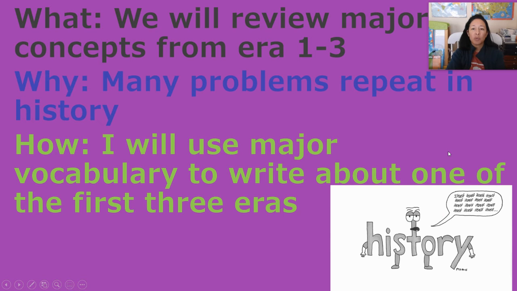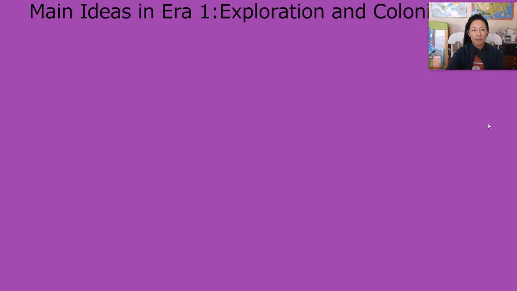So today we will review major concepts from era 1 through 3. I don't want to jump into new information, guys. We've got to take a minute to kind of look at what we did before the break. And this is important because many problems repeat in history. How will you do this? Well, you're going to use major vocabulary to write about one of the first three eras in what we call a word cycle. So let's get started.